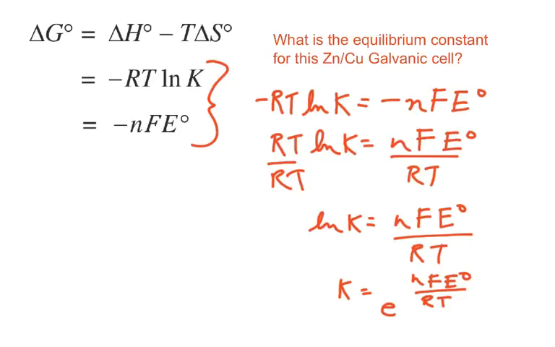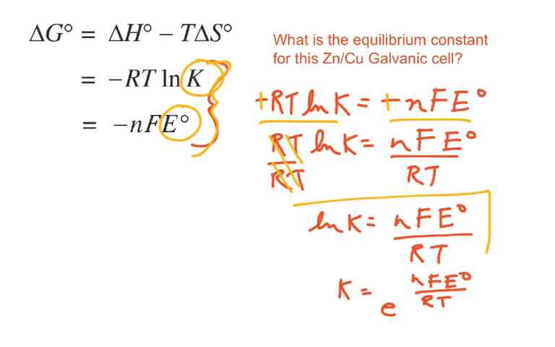So what I'm going to do is take these two values here, where one has the equilibrium constant and the other has the voltage of the cell, and set them equal to each other. So negative RT ln K is equal to negative NFE. If they're both negative, we can make that positive. Divide both sides by RT, so the RTs cancel out. So I have ln K is equal to NFE over RT.